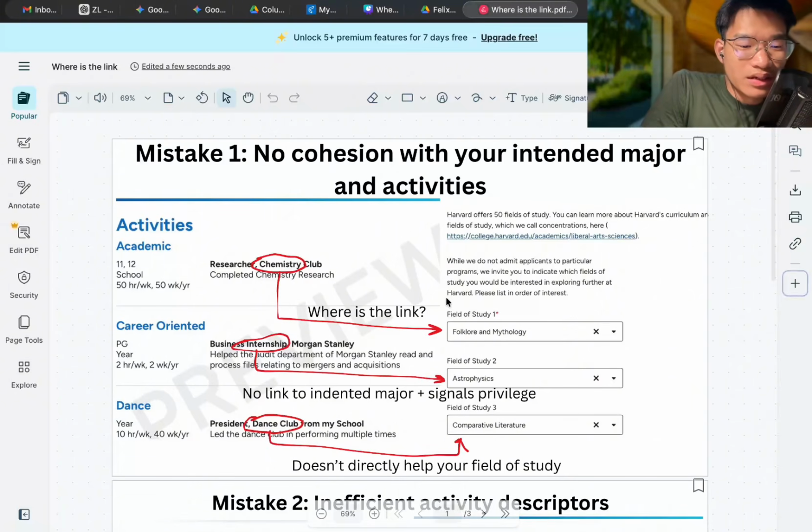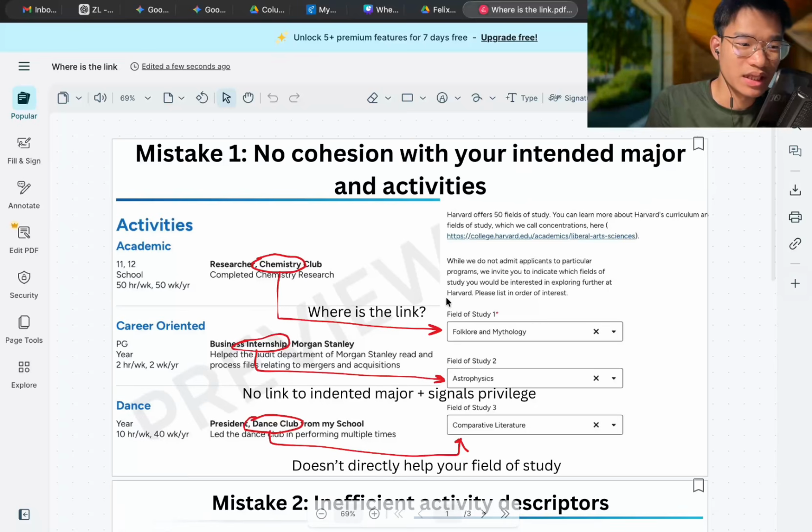I'm not saying that you shouldn't put chemistry club if you have folklore and mythology. I think you can, but definitely not in your first three activities. Oh yeah, I forgot to mention, this is also the first three activities. So imagine your first three activities is chemistry club, and your intended major is folklore and mythology. You are going to get rejected outright.